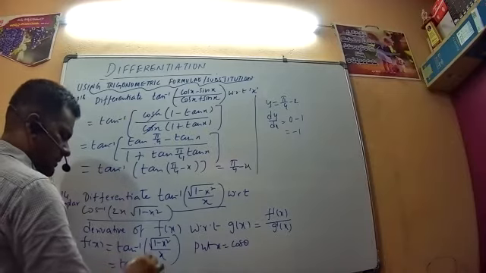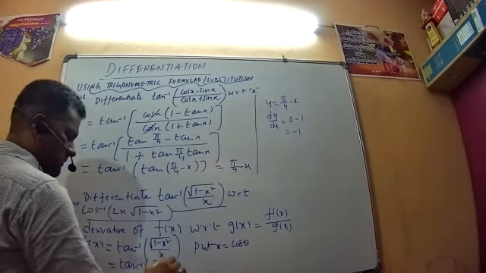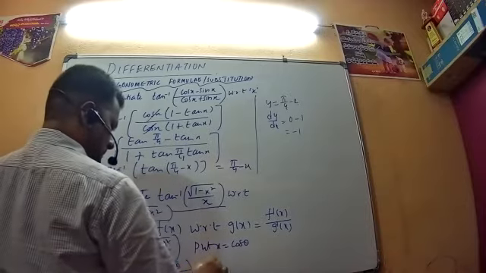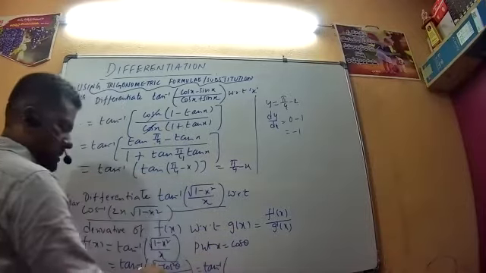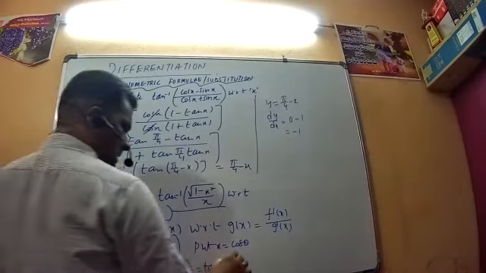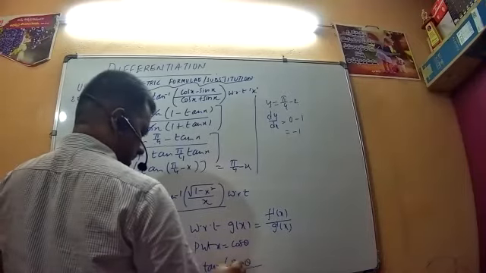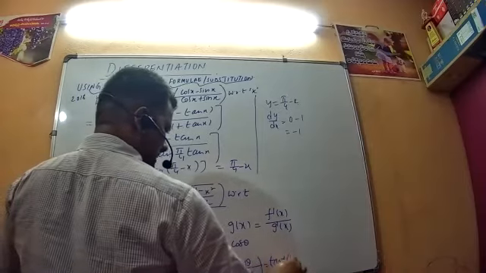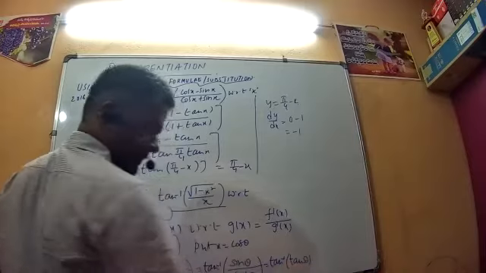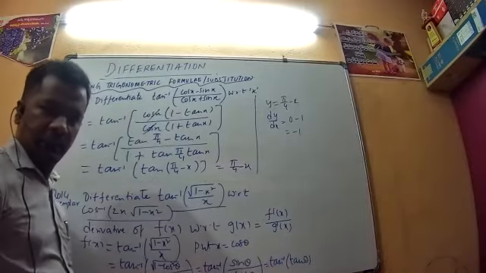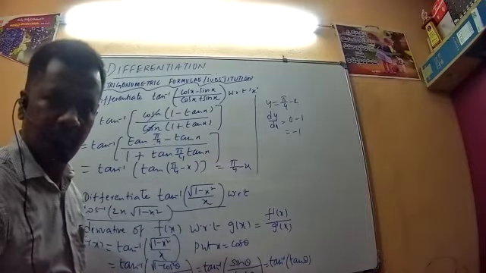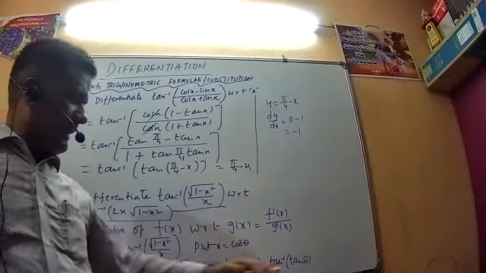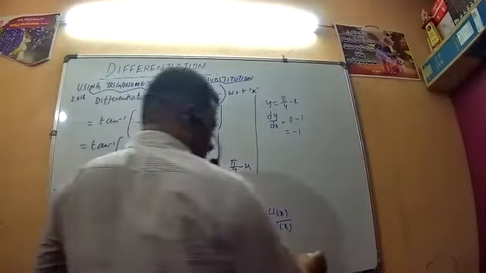Tan inverse of root of 1 minus cos squared theta by cos theta. So this will become tan inverse of root of 1 minus cos squared theta, root sin squared theta. Root sin squared theta is sin theta by cos theta. This is tan inverse of tan theta. So this will become tan inverse tan theta, which is equal to theta.